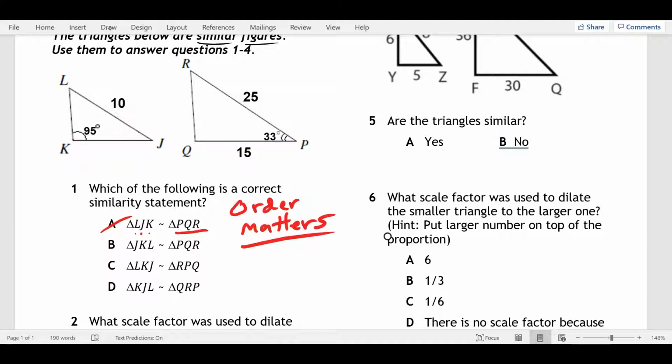JKL is similar to PQR. So JKL should match PQR. PQR. Hey, that works out. I like B. Make sure the other ones are not correct. So LKJ is like this. So that should be RQP. RPQ is not it. KJL should be QPR. QRP. Nope. Okay, so remember the order matters. It has to be the exact matching order. If you can't match those up, then you're not going to get it right.